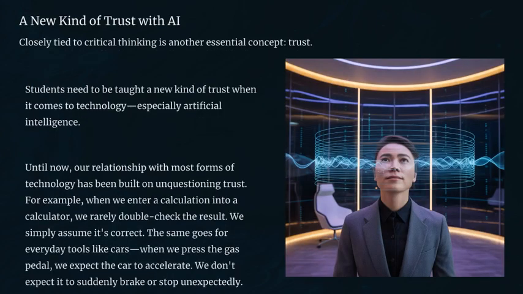Closely tied to critical thinking is another essential concept: trust. Students need to be taught a new kind of trust when it comes to technology, especially artificial intelligence. Until now, our relationship with most forms of technology has been built on unquestioning trust. For example, when we enter a calculation into a calculator, we rarely double-check the result. We simply assume it's correct. The same goes for everyday tools like cars. When we press the gas pedal, we expect the car to accelerate. We don't expect it to suddenly brake or stop unexpectedly.